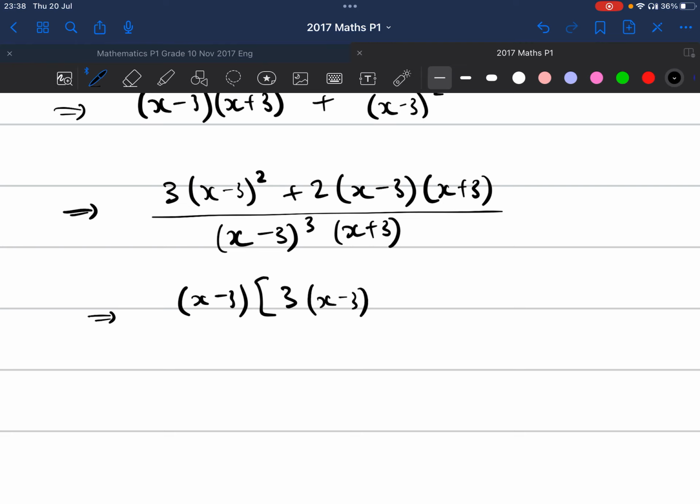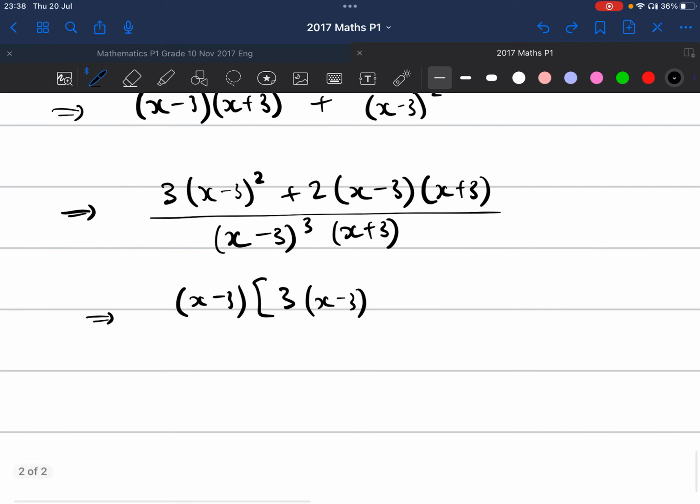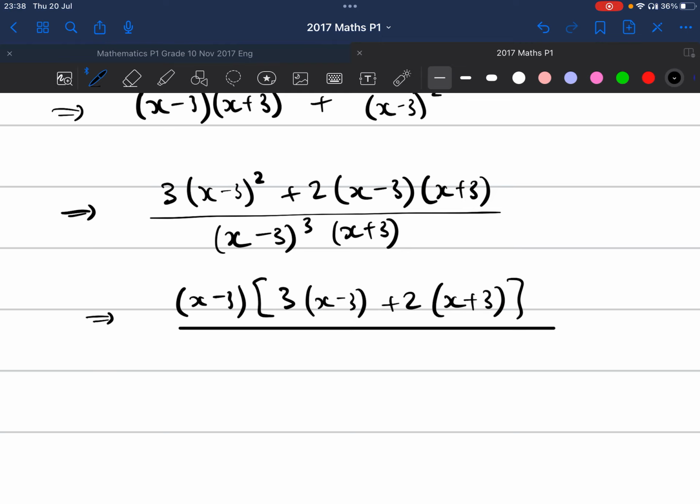Do you see how it's no more squared here? Because it needs to be multiplied out there. Okay? And then plus 2 times x plus 3. So we've now extracted that x minus 3 on each of those. Okay? Close that bracket. And then we have x minus 3 cubed x plus 3.